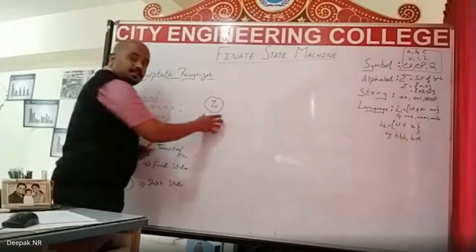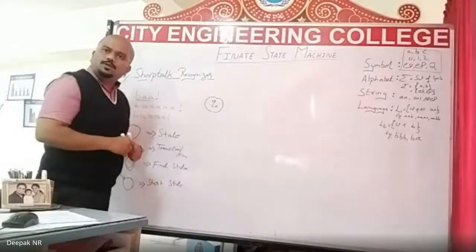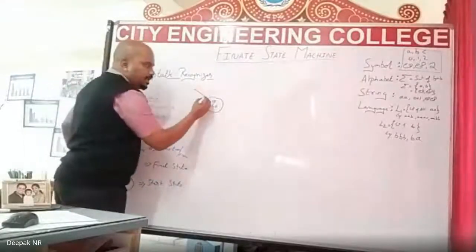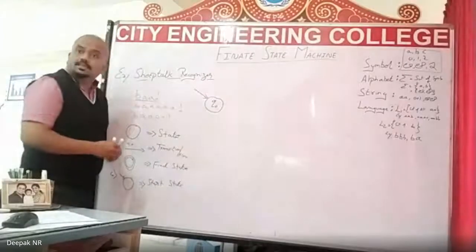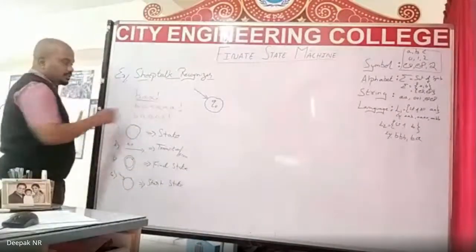And this is the starting state. How can I show the starting state? If you remember the fourth point, an arrow mark pointing to the circle says the starting state. Clear? Okay, now let me come up with the next things.